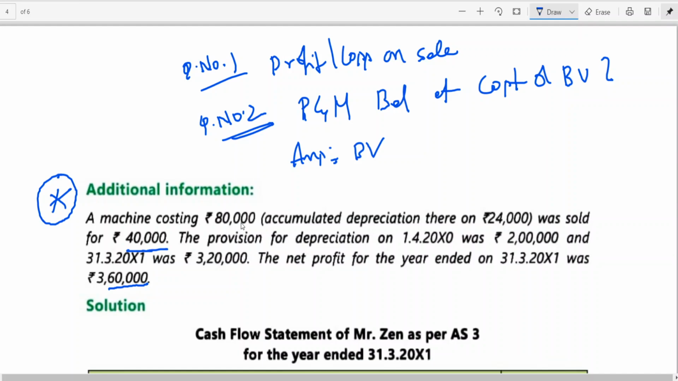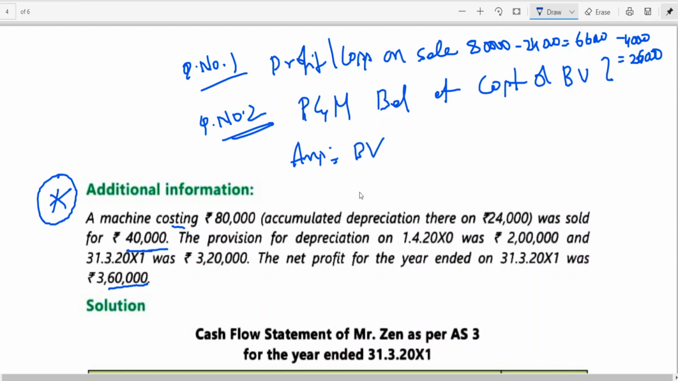80,000 costing has been given. That is 80 minus 24,000. How much? 66,000, no? Was sold for 40,000 means you are getting a loss of 26,000 loss. Am I right? What is the loss you are getting? 66,000 minus 40. 80,000 minus 24,000.